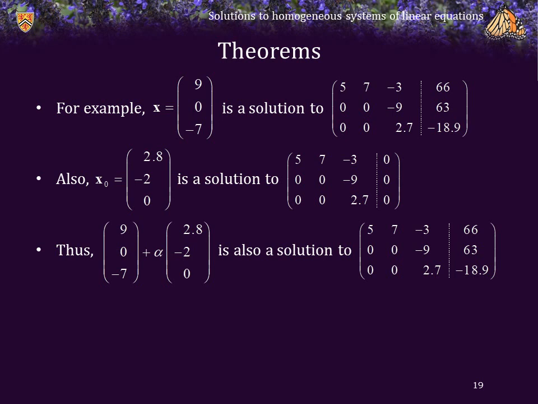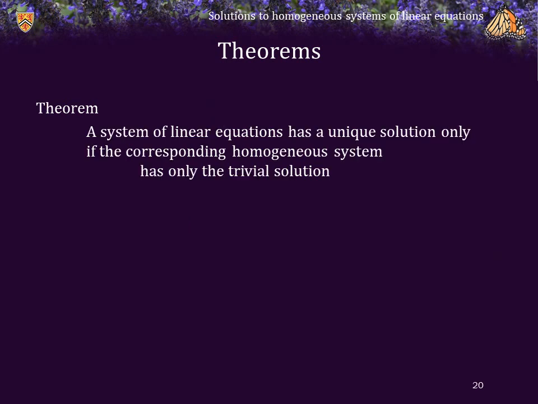And if you take a look at the matrix, you should realize that there's probably going to be one free variable. So in other words, this should actually represent all solutions to the original system of linear equations. Theorem. A system of linear equations has a unique solution only if the corresponding homogeneous system has only the trivial solution.